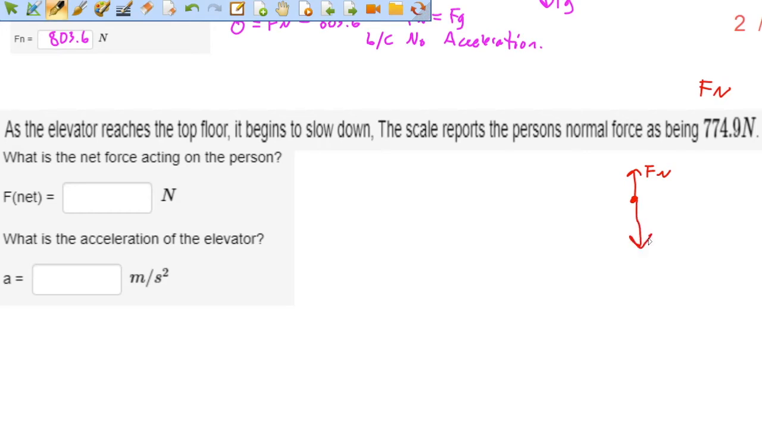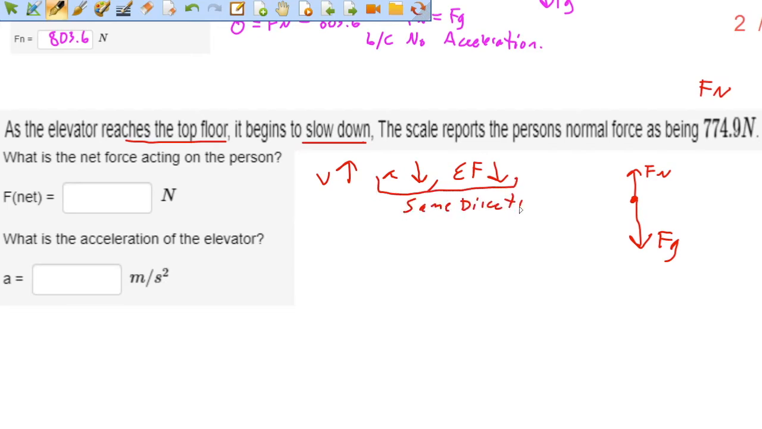You're going to see that I'm making gravity bigger here, because it's telling me that it's slowing down. It also tells me that the elevator is still moving up, so I know that the velocity is pointed upwards, but the acceleration is pointed down. Since the acceleration is pointed down, that means that the net force is going to point in the downward direction. Acceleration and net force point in the same direction. Therefore, to figure out what the net force is, I'll just take my equation like I did before.